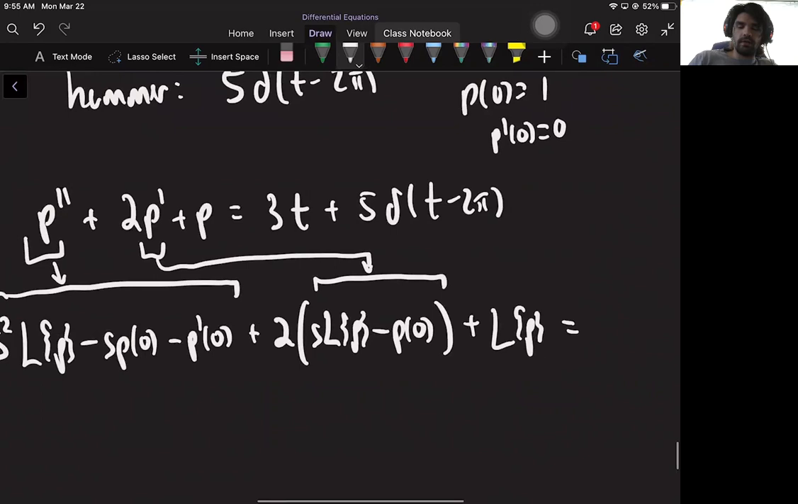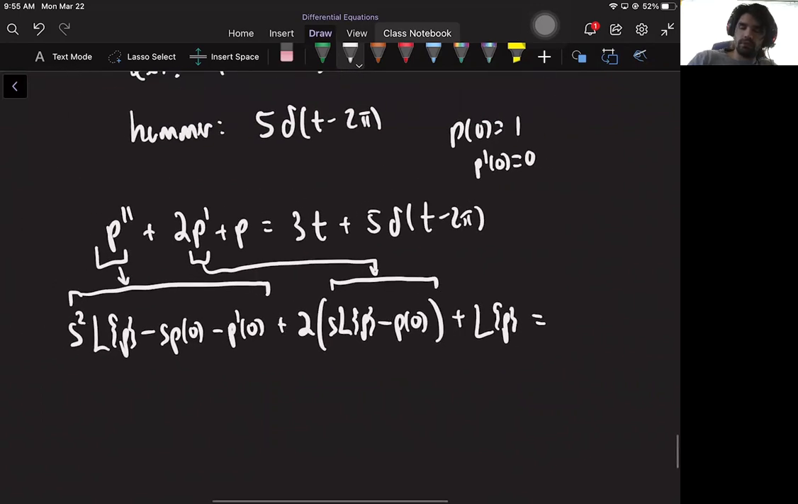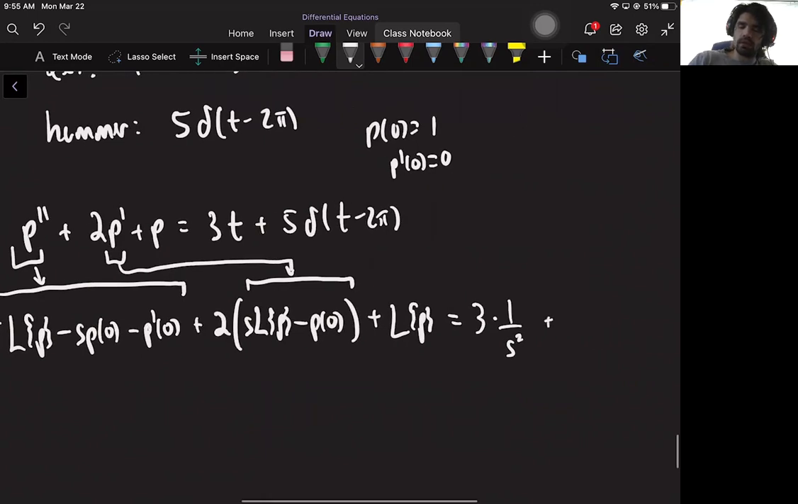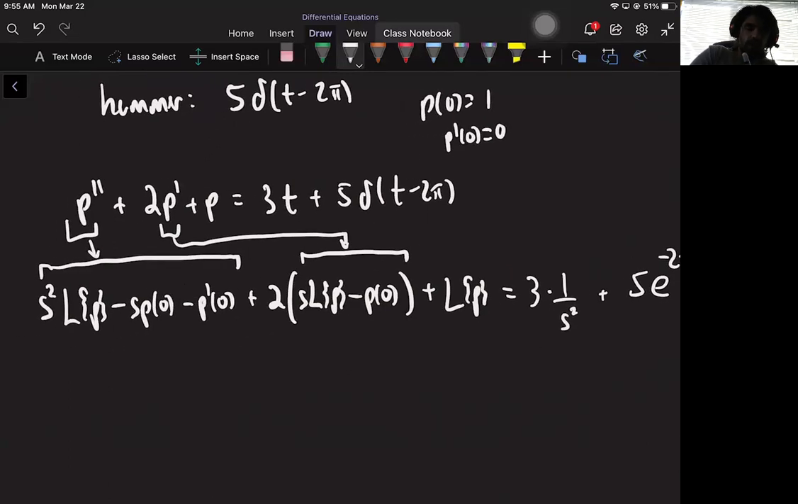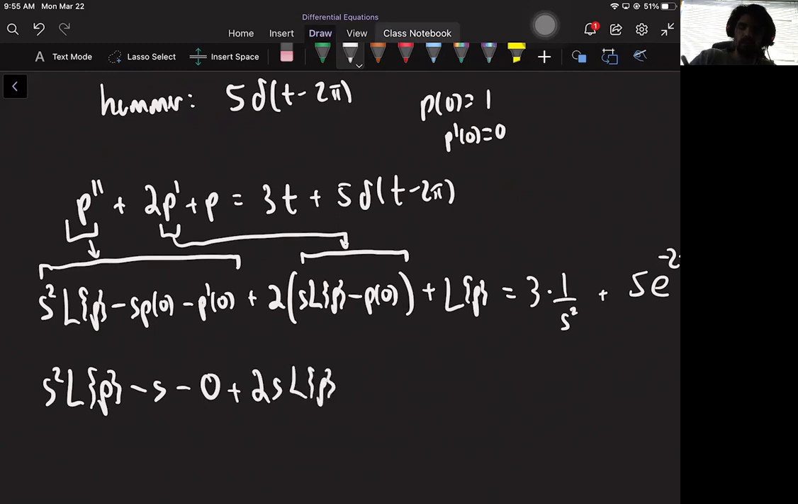Okay, so then on the right side, Laplace transform of t is 1 over s squared. And the Dirac delta just becomes e to the negative, still 2 pi s. So that's all the same on that side, basically. Now there's a 5 instead of a 4. All right, so now we have to simplify. So p of 0 is 1, p prime of 0 is 0. Distribute this 2 through. P of 0 is 1, so that just becomes 2.